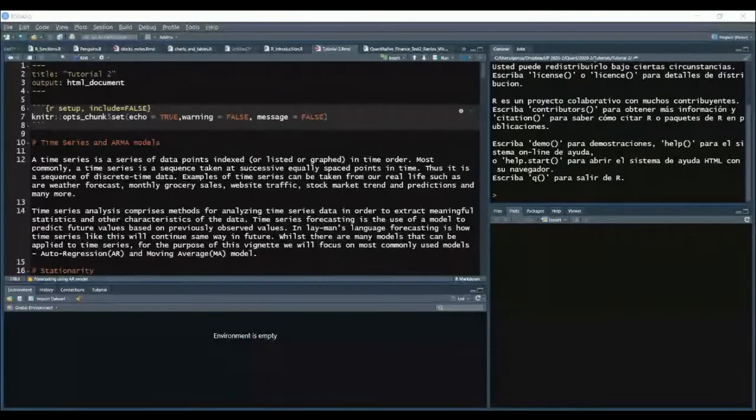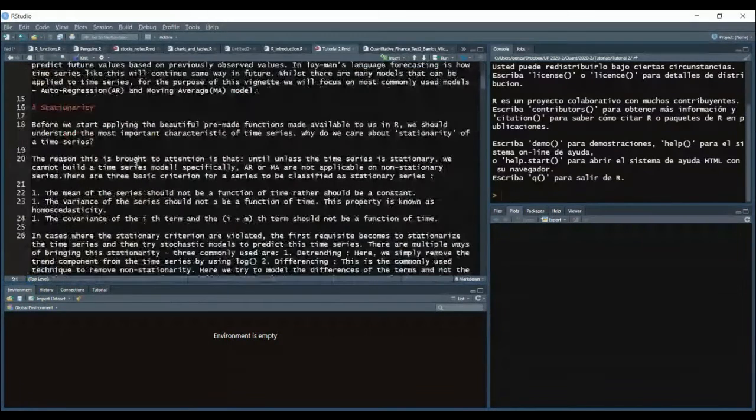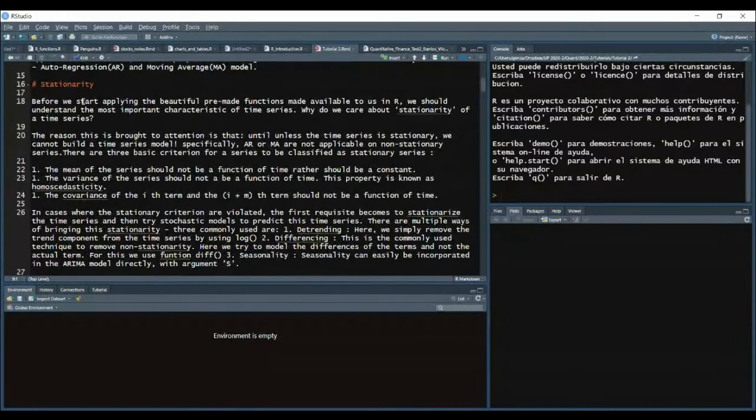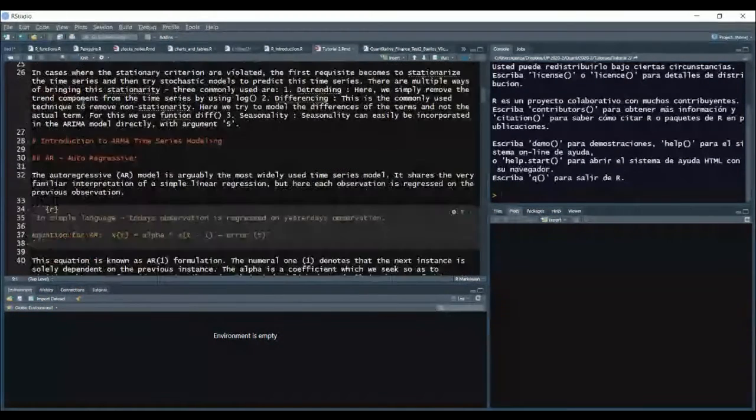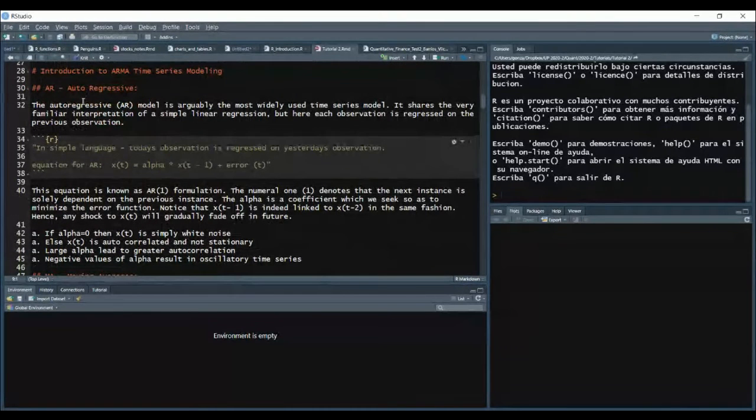There we go. So, we left 2 weeks ago. We introduced what time series and ARMA models were. We saw what stationarity was. We saw the different AR and MA models, so autoregressive and moving average models.